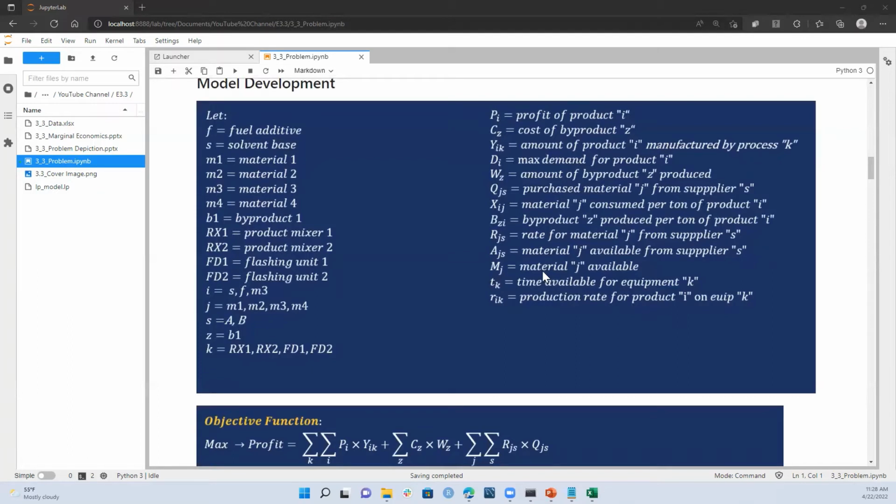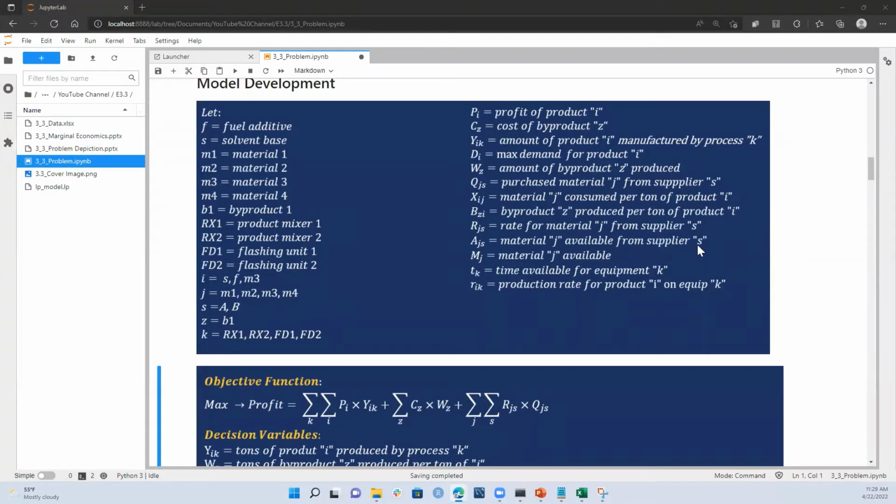M sub J is going to represent material J available. That's going to be our opening or on-hand material. T sub K is going to represent the time available for equipment K. And R sub IK is going to represent the production rate for product I on equipment K. Got a couple typos here I'm going to fix really quick, so I'm just going to pause for a second.